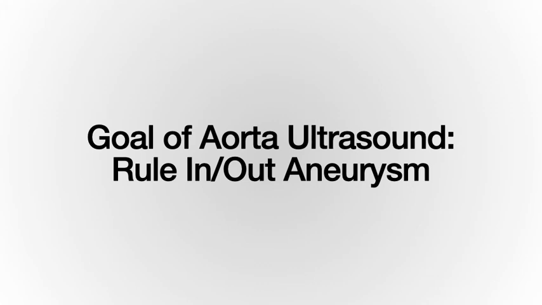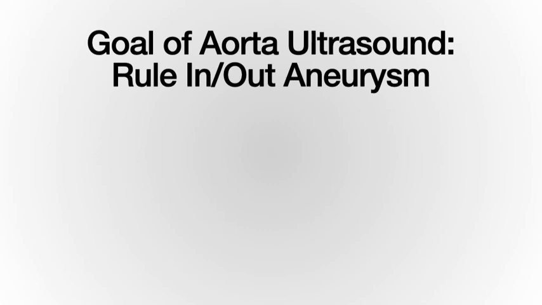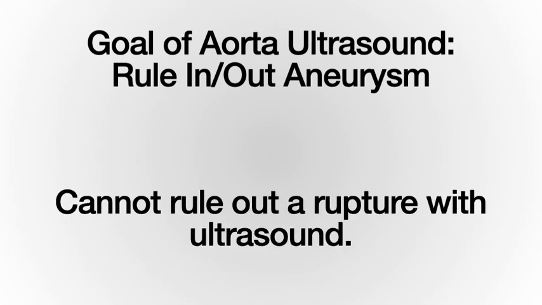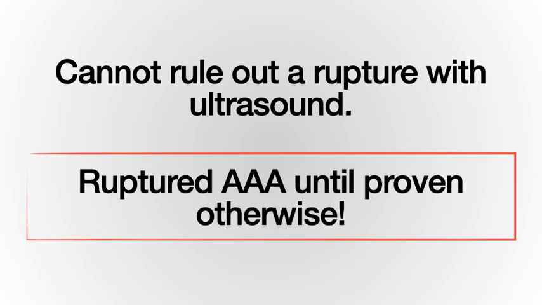The goal of abdominal aorta ultrasound is to rule out an aneurysm. We can do that by measuring the aorta. However, we cannot rule out a rupture with ultrasound. Let me repeat that. You cannot rule out a ruptured AAA with ultrasound. If there is clinical concern for a ruptured AAA and the patient has a AAA on POCUS, then it is a ruptured AAA until proven otherwise.